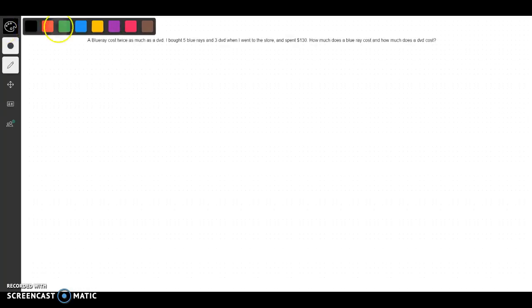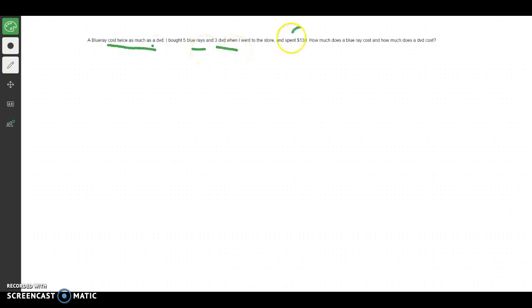So hopefully you can see some of it, but in this problem I have a Blu-ray cost twice as much as a DVD. And I bought 5 Blu-rays, and I bought 3 DVDs, and I spent a total of $130. And I want to know how much a Blu-ray costs and how much a DVD costs. So we're going to see if we can write an equation.